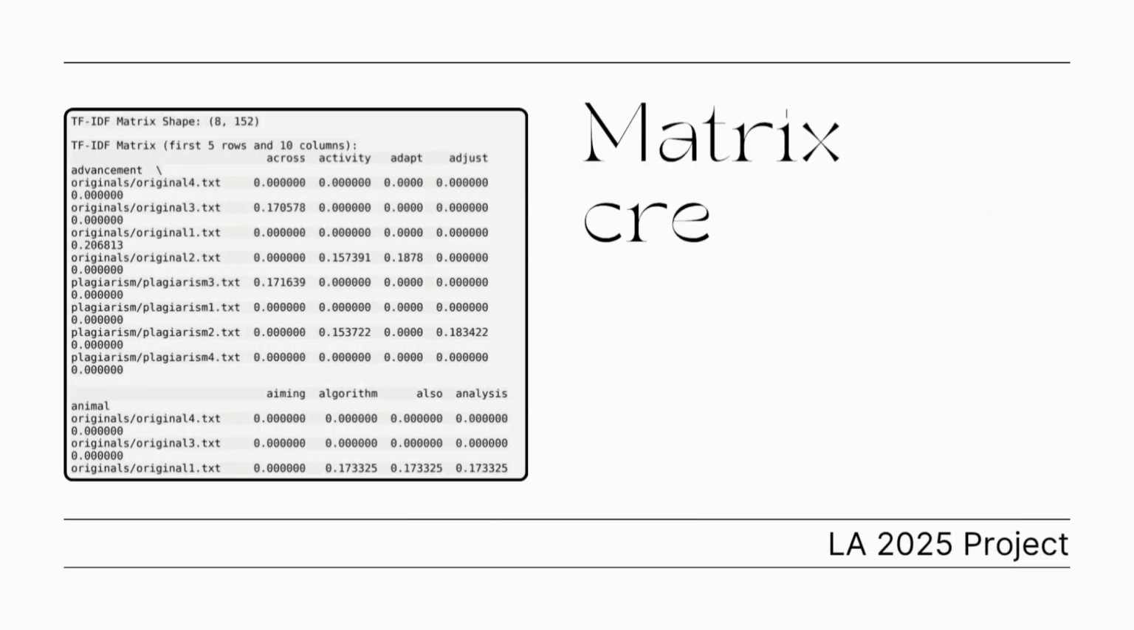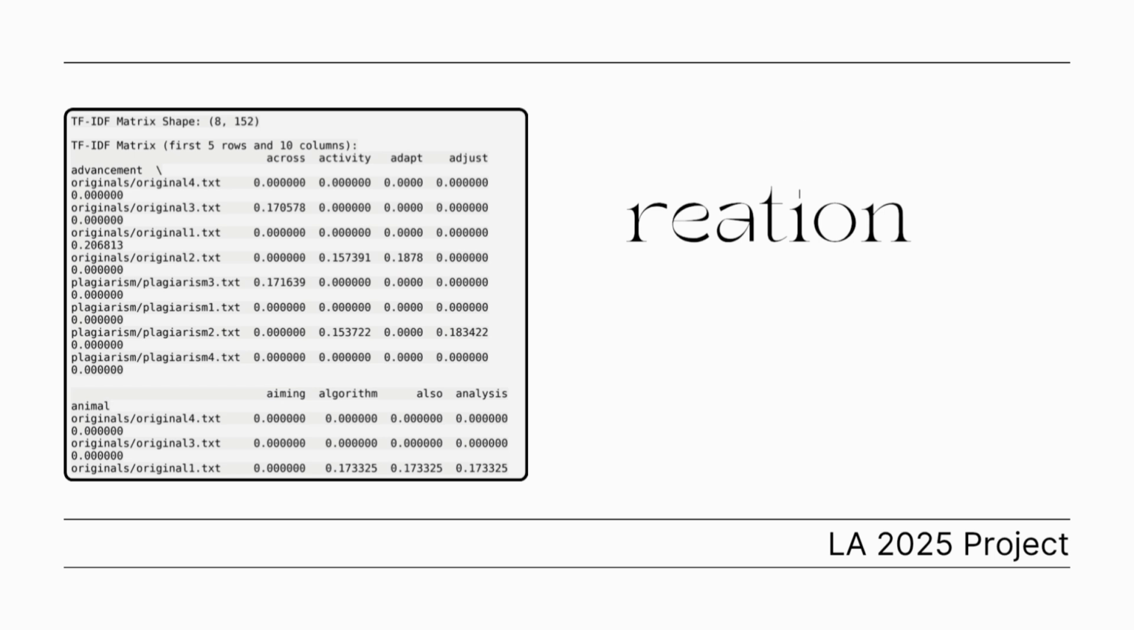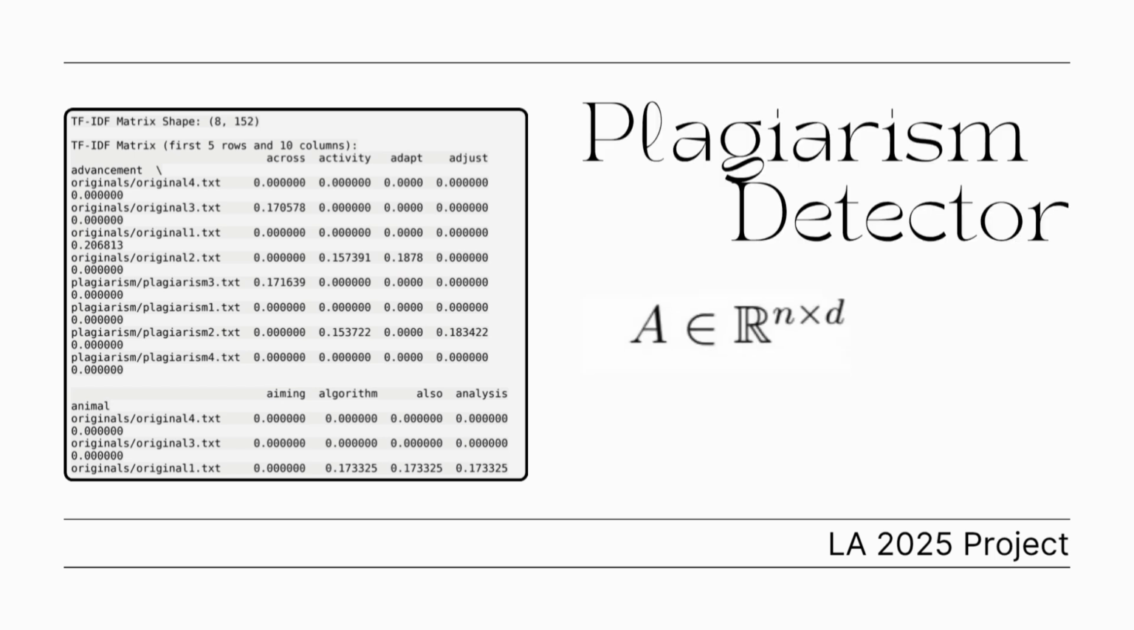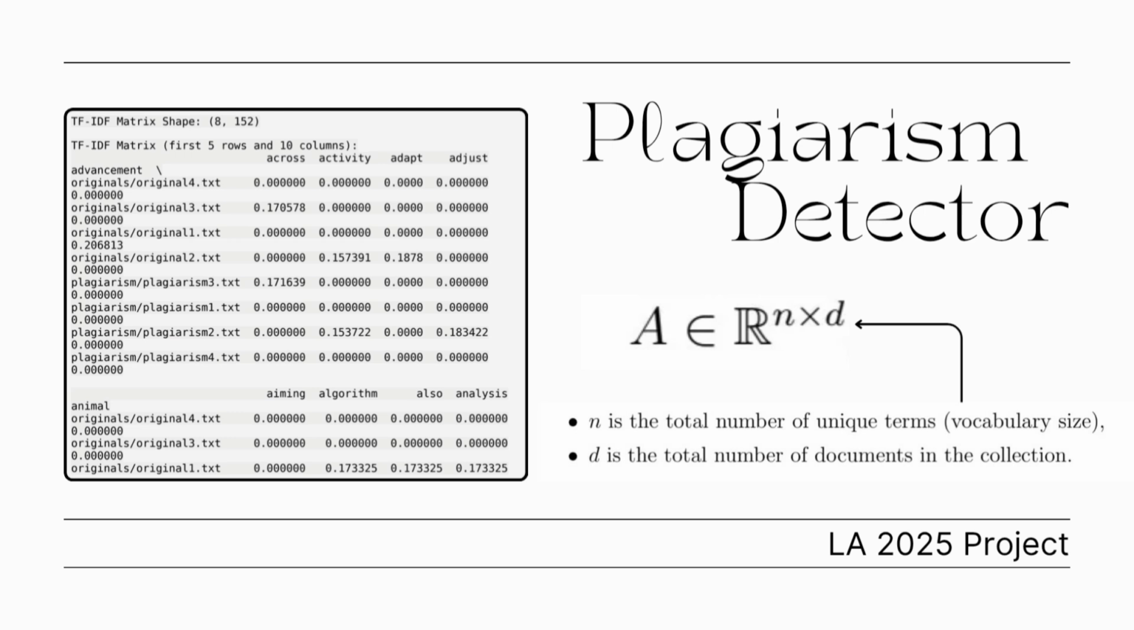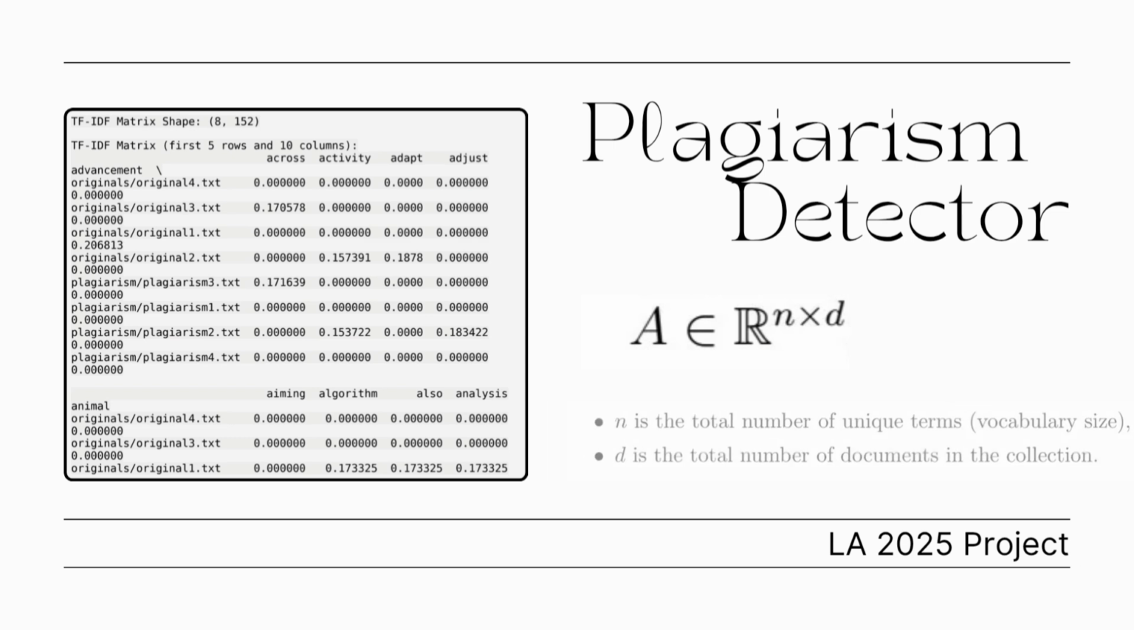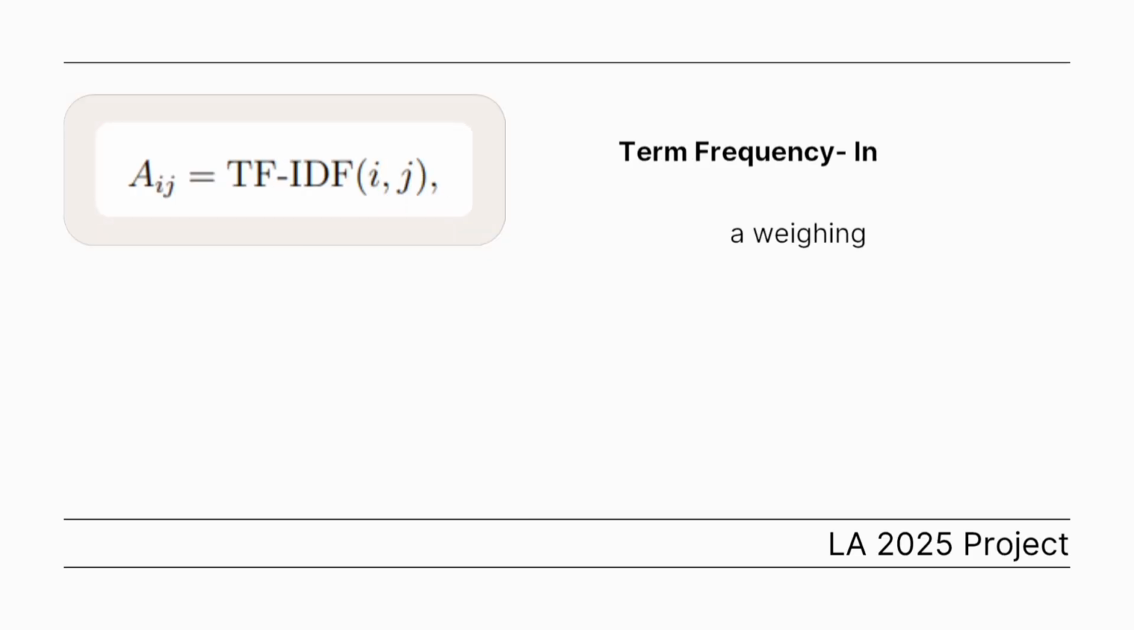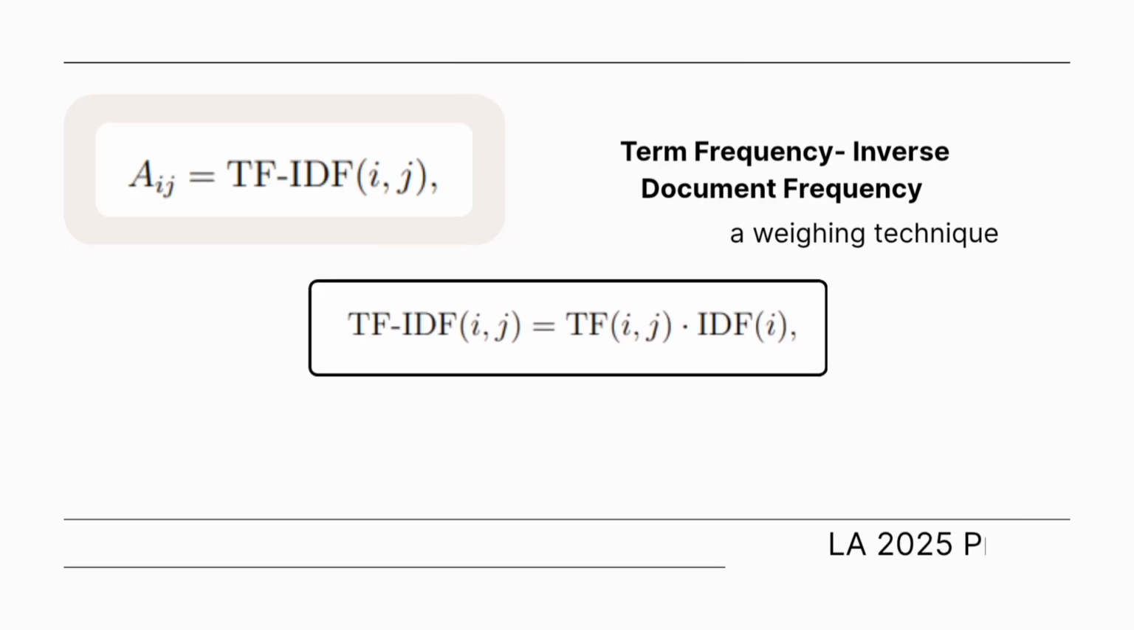To construct the semantic representation of our corpus, we first generate a term-document matrix A of size n by d. N is the vocabulary size, so the amount of unique words we have, and D is the number of documents in our corpus, the total amount. Each entry in A is computed using term frequency-inverse document frequency, a weight. It's defined as TF multiplied by IDF.